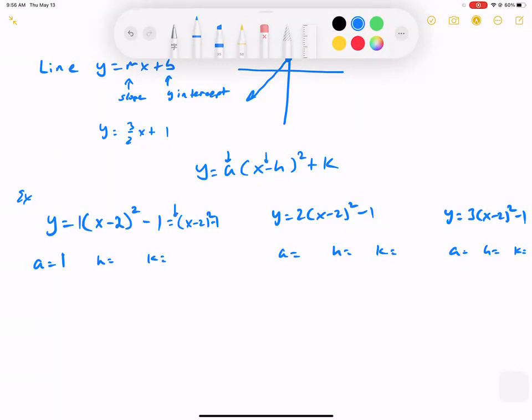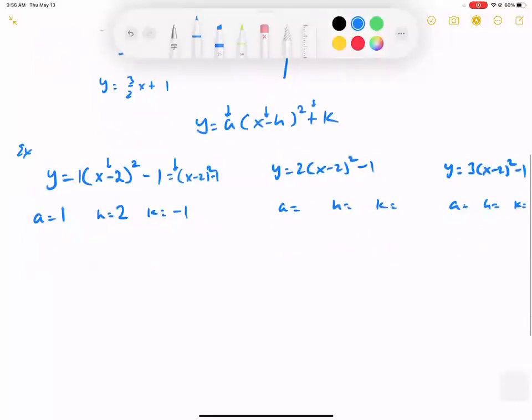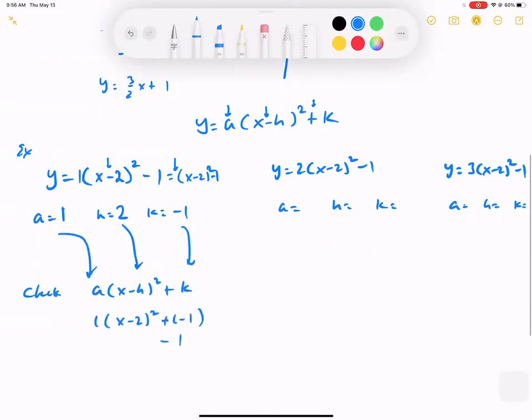Now, what is the h value? If you notice that there's a negative sign here, we're going to leave the negative sign alone, and we're just going to take the 2. And the k has to be positive in the back, so this is actually a negative 1. So take a look at how I did that. If I wanted to plug everything back in, just to check, a(x minus h) squared plus k. If I plug in 1, 2, and negative 1, 1 times (x minus 2) squared plus negative 1, that gives us a minus 1 at the end, okay?